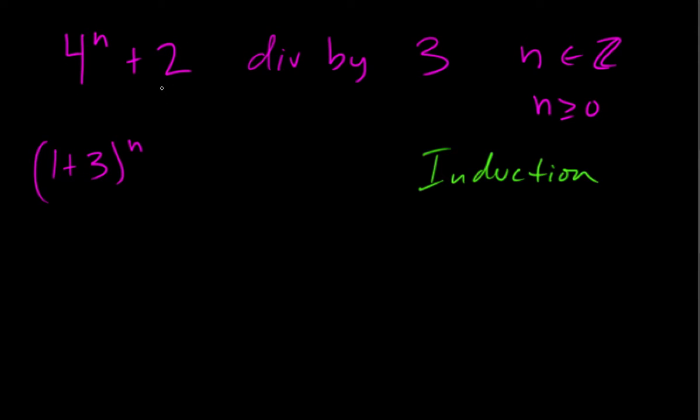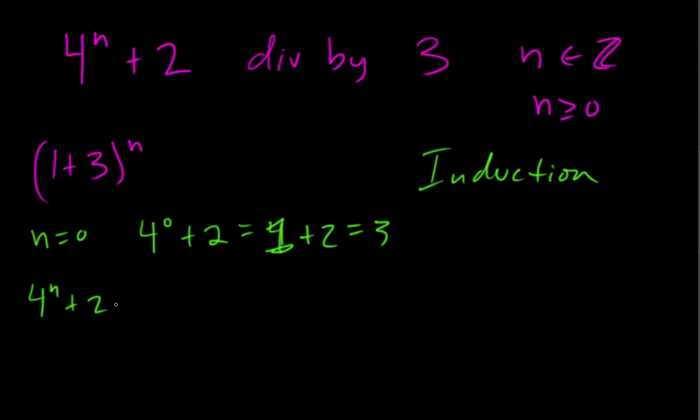Okay, so if we plug in n equals 0, so this is for the binomial case, we're going to get 4 to the 0 plus 2, which equals 1 plus 2, which is 3. And so we know that that is divisible by 3. Obviously.